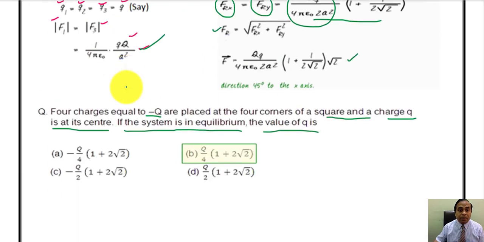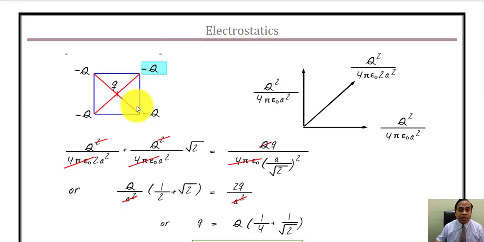What do we do? First, we take this force. This minus q is trying to repel this minus q, so it is a force in this direction, and its value is 1 upon 4 pi epsilon naught q q upon r squared. R is the side length, equal to a here. So it is this force, and this force is equal to this force.